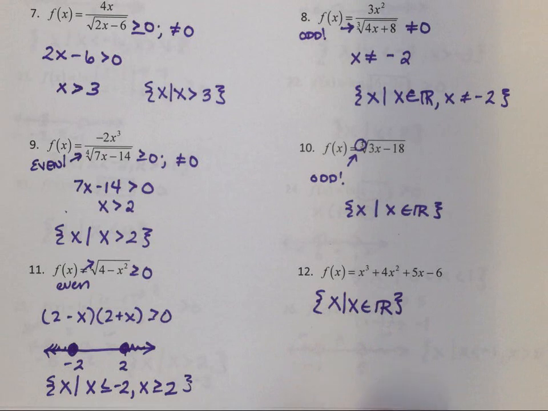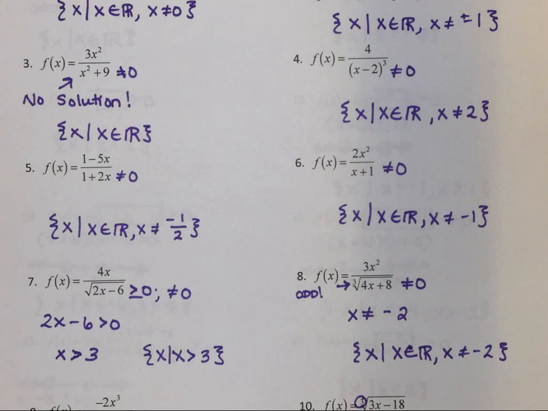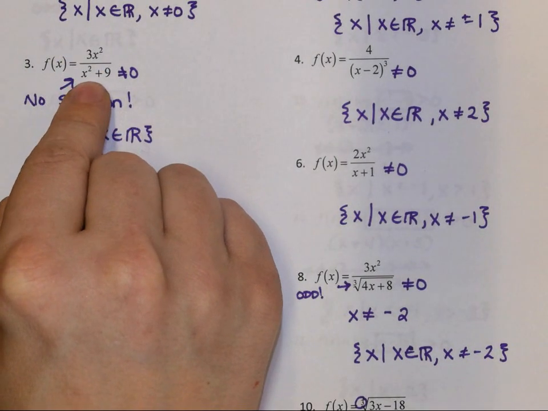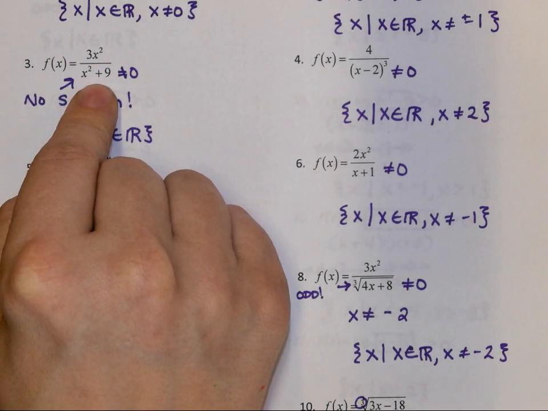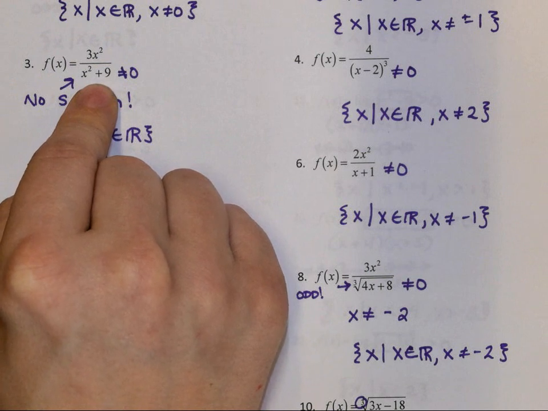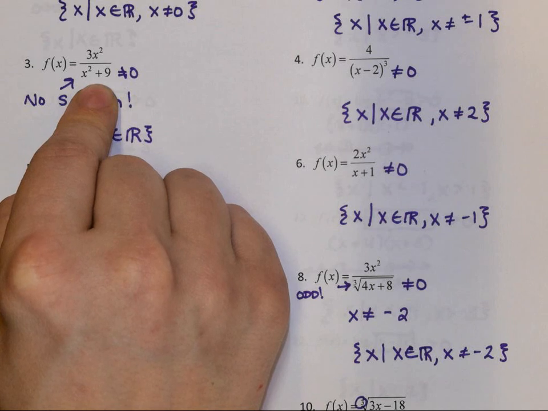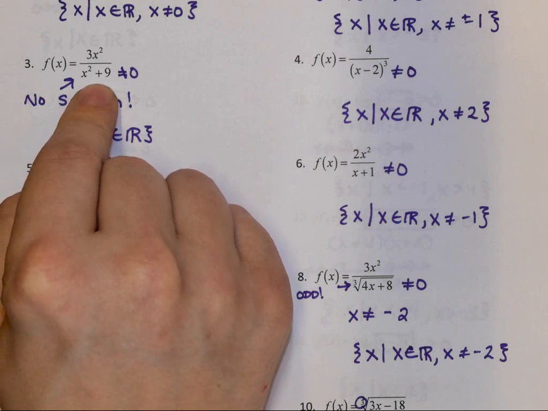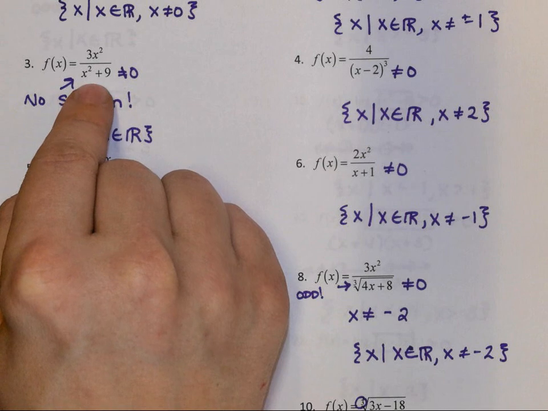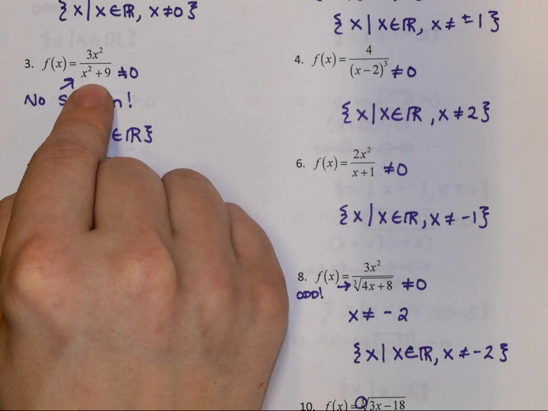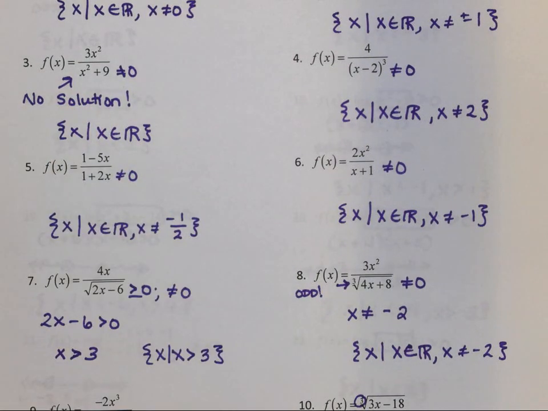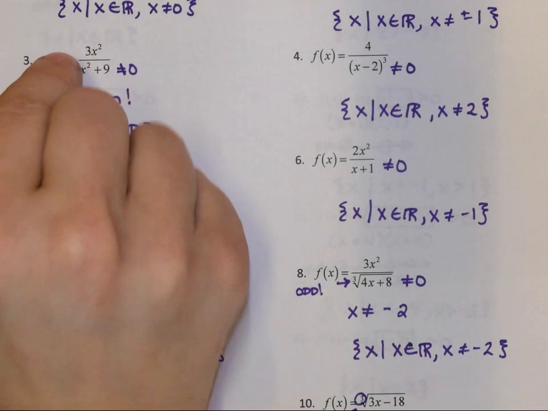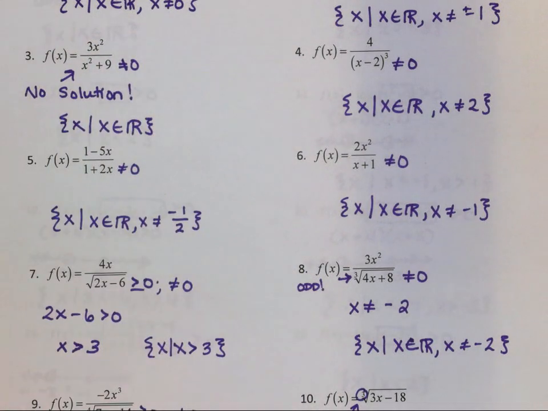Can we go for number 3? Okay, number 3, the reason why we have no restrictions is because if I look at that, that's x squared plus 9. There is no real solution to that. If I were to solve that, I would have plus or minus 3i. That's not a real number. So there's no number I can put into that denominator that would get me a 0 coming out. That's why there are no restrictions. But it says no solution. There's no solution to that equation.